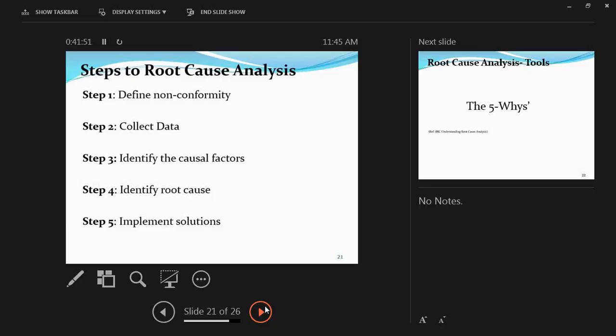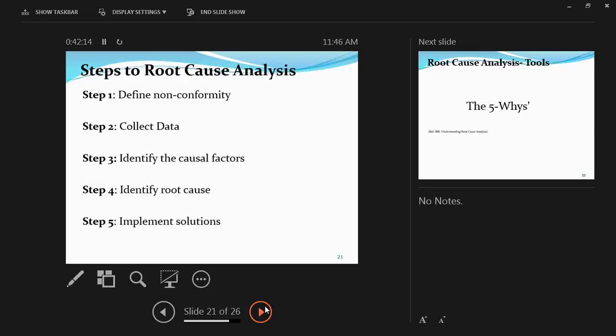Step 2 is collecting data. What proof do you have that the problem exists? How long has the problem existed? What is the impact of the problem? Ask questions like this to collect data. You need to analyze the situation fully before you can move on to look at factors that contributed to the problem.